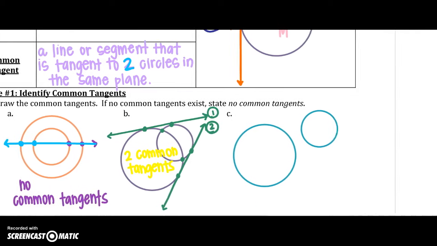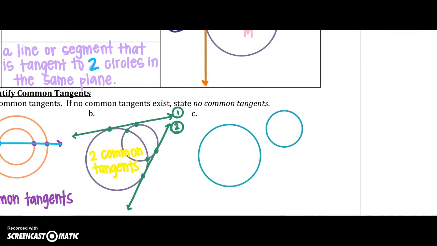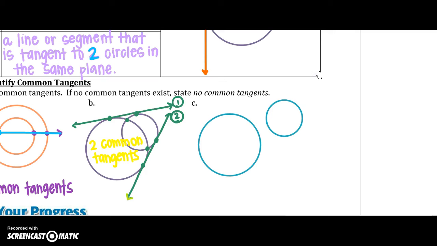Alright, in our last example, I have two circles that don't touch. So much like this one over here, I can actually hit both circles on the side one time. I'm trying to be as exact as possible, but sometimes it's a little difficult. I could also hit it on the other side, so I'm going to go on the top. Alright, so that's two.